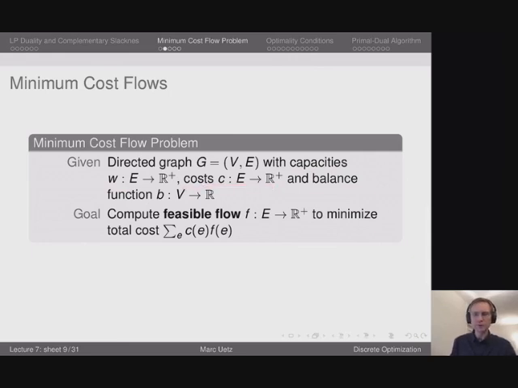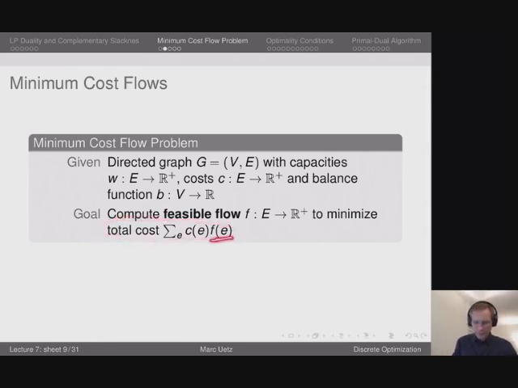That's a per unit flow cost of the edge. And we have a balance function B, which says that some nodes are production nodes, some nodes are consumption nodes. So that is a required inflow or outflow at each particular node. And the goal now is to compute a feasible flow. So that means essentially balance production and consumption in the network so as to minimize the total cost.